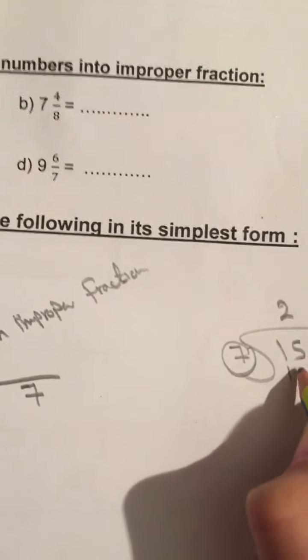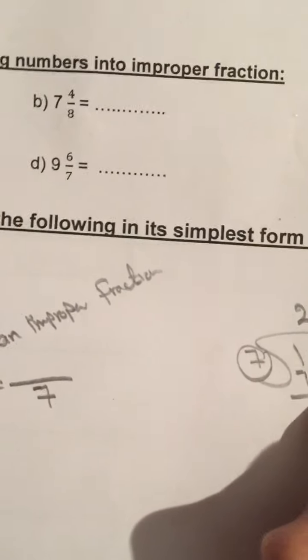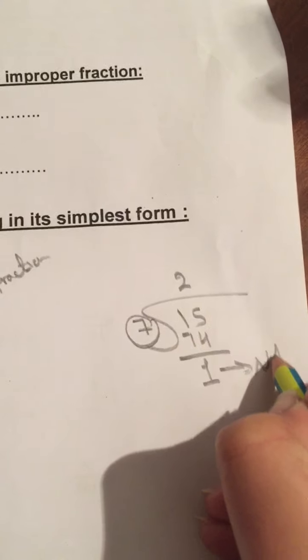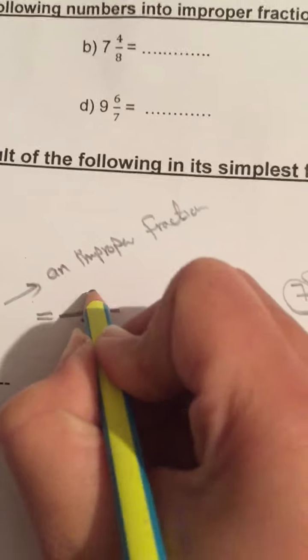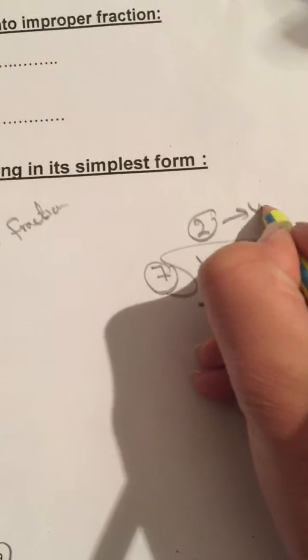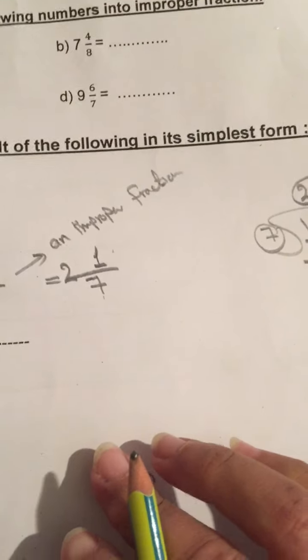2 times 7 equals 14. 15 minus 14 equals 1. So this number is going to be the numerator. Will go up here. And this number is going to be the whole number. 2 times 7, 14, plus 1, 15 over 7, if I want to check.